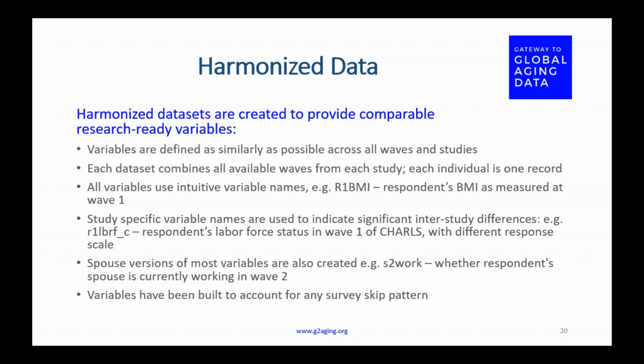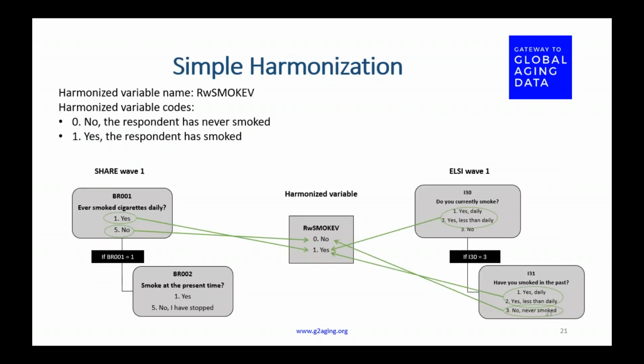We've also built spouse versions of most variables. So even though the spouses also interviewed themselves, we would have a variable called S2WORK, which is whether the respondent's spouse is currently working at wave 2. This can be quite helpful, just taking some programming legwork out if you want to look at spousal or family effects. And then variables have been built to account for survey skip patterns. This is what we mean when we say research ready. There are things we've done to these variables so that you don't have to know everything about how the study was designed to be able to use them, although we do provide you all that information.